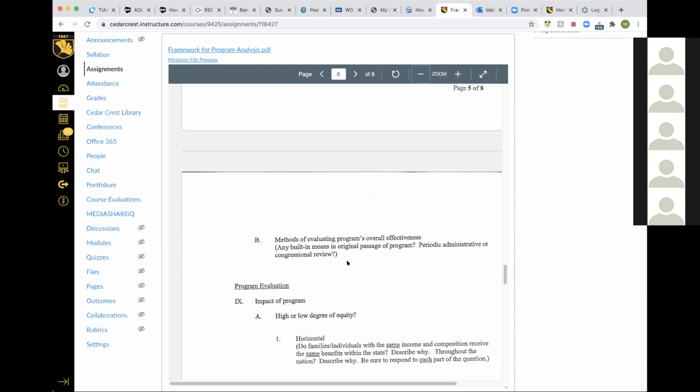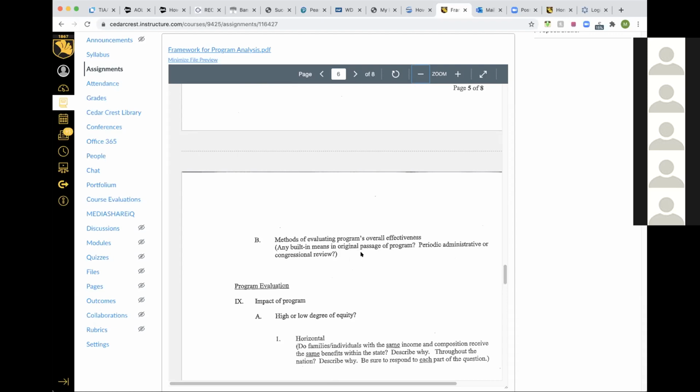Okay, this is a separate question, but the same thing that I'm looking for is what processes, what programs, how do they evaluate the program's overall effectiveness? Now, one way in which the program's overall effectiveness is monitored is, let's suppose Senator so-and-so has a resolution or introduces a bill to change something in the program.